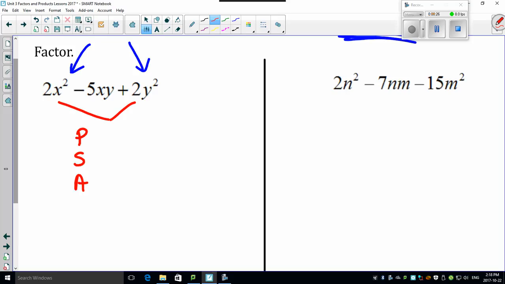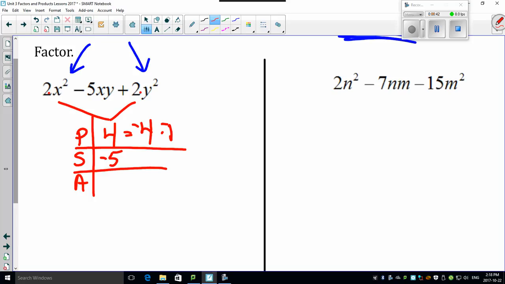There's no real challenge to this. You know this times this is going to give you 4. You know your middle term is going to be 5. But let me show you something really cool. Because that's going to be a positive 4, that's going to have to be a 1 and 4, a negative 1 and negative 4. Okay? Because negative 1 and negative 4 is going to add up to our negative 5.